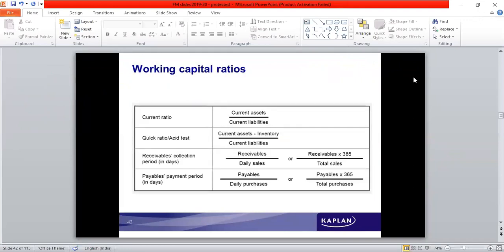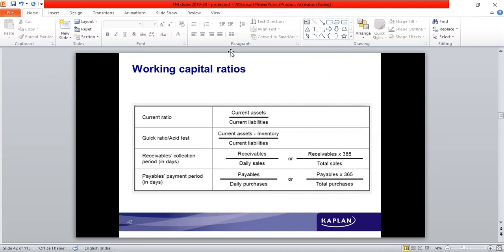Then, what are the working capital ratios? You understand what these are because you've already studied them under management accounting, so we'll go through that very quickly.